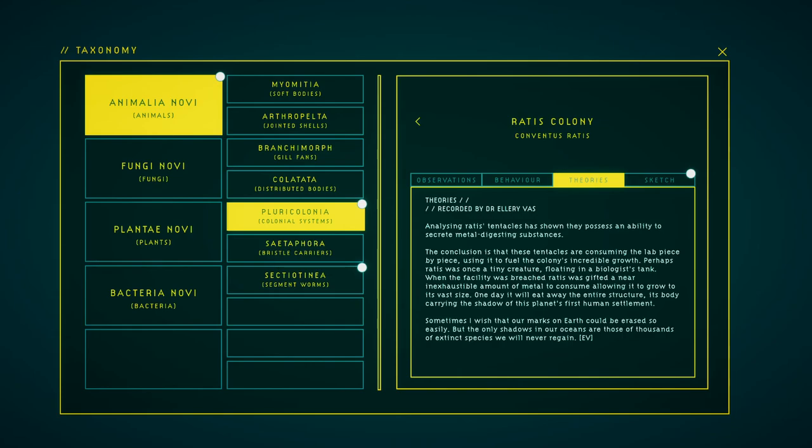Perhaps Raptis was once a tiny creature floating in a boundless ocean. When the facility was breached, Raptis was gifted a near inexhaustible amount of metal to consume, allowing it to grow to its vast size. One day it will eat away the entire structure, its body carrying the shadow of this planet's first human settlement. Sometimes I wish that our marks on Earth could be erased so easily, but the only shadows in our oceans are those of thousands of extinct species we will never regain.